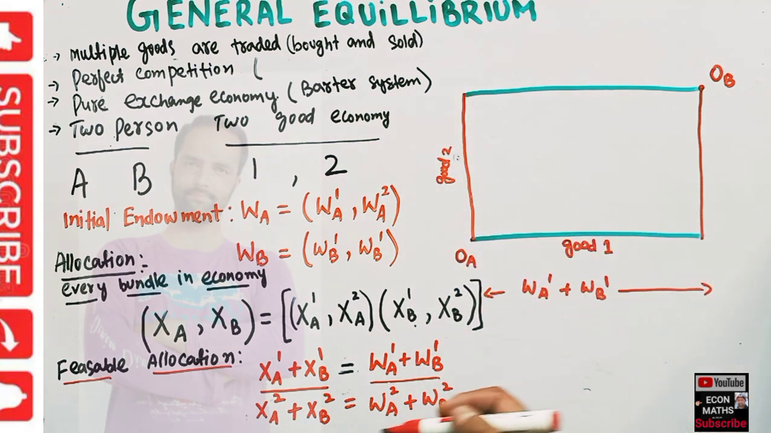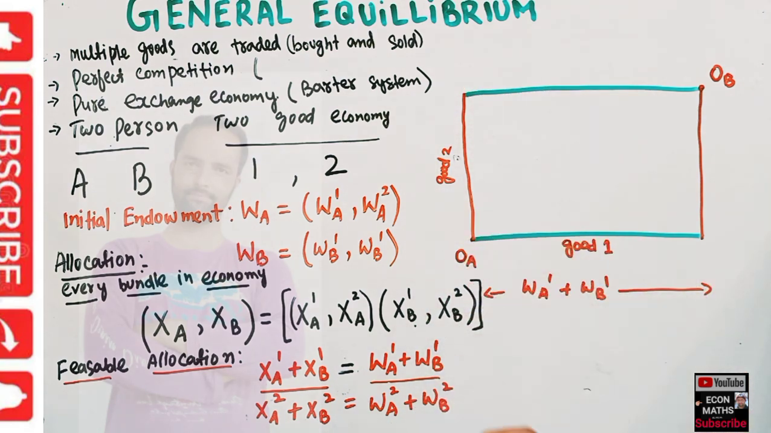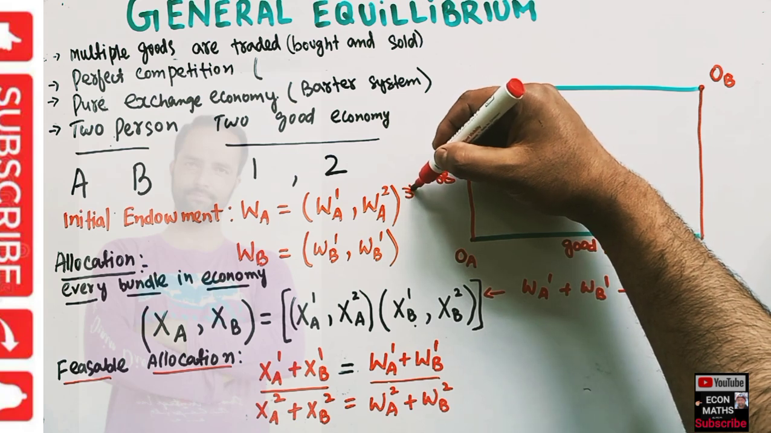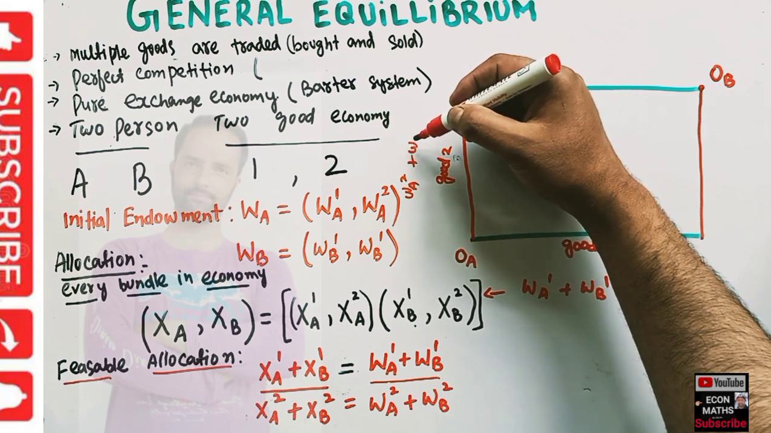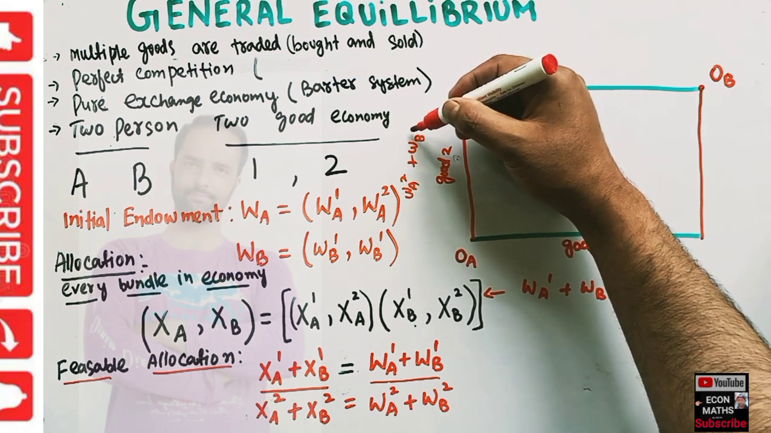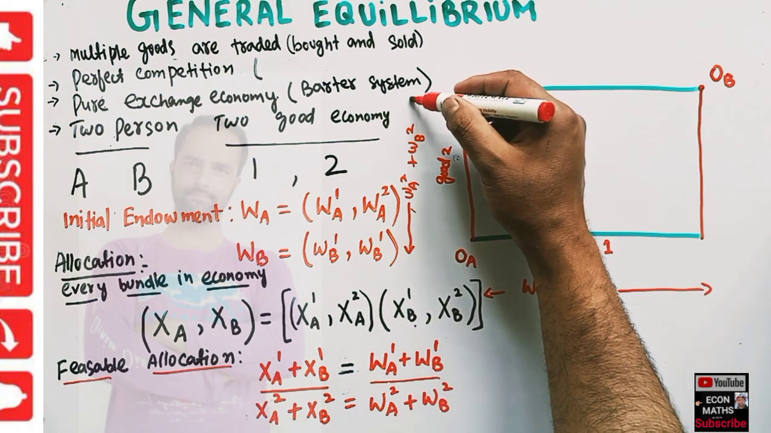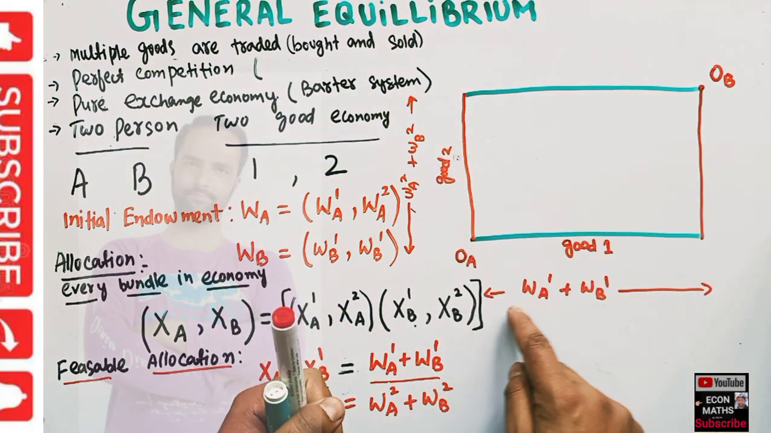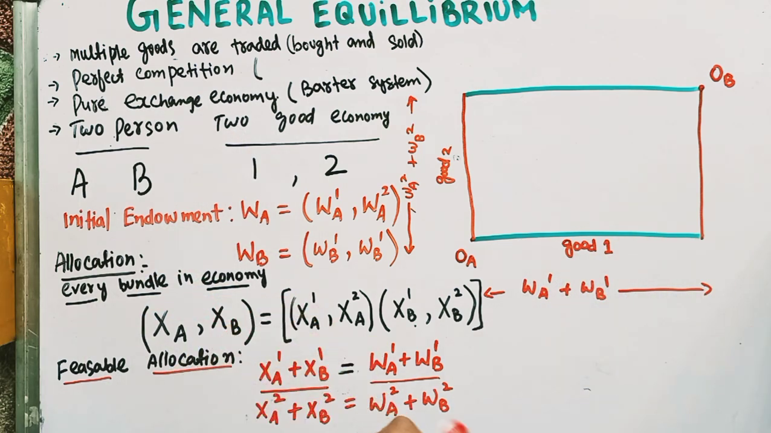Similarly, the height of this Edgeworth box shows us the endowment of good 2. So the supply of good 2 is WA2 plus WB2. This shows the total supply of good 2. So this red line shows us the total supply of good 2, and this green line shows the total supply of good 1.